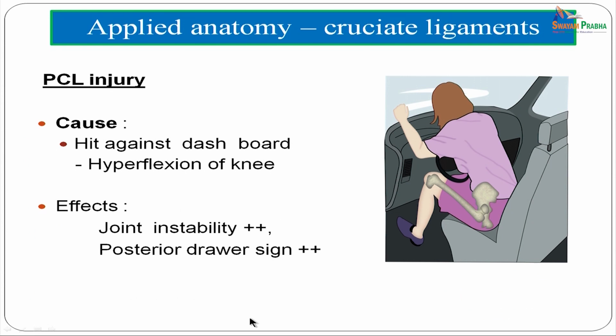The posterior cruciate ligament is injured in an injury which results from a hit against the dashboard and results in hyperflexion of the knee. This particular kind of injury can result in two types of things happening. If there is a direct transmission of weight along the femur, usually there is a posterior dislocation of the head of the femur. If there is hyperextension at the knee joint, it results in an injury to the posterior cruciate ligament, and the effects of this are again similar. There is joint instability, and the posterior drawer sign is positive.